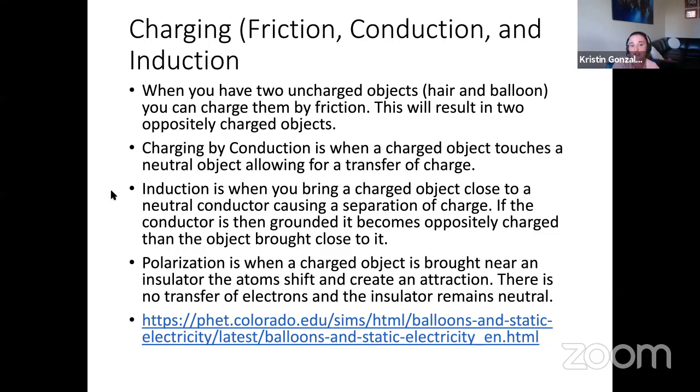Another one that we can do is charging by conduction. And so this is when you have an object that is charged, like my balloon now has a negative charge on it. If I touch it to another conductor that is neutral, then some of those electrons will jump onto that material, right? Those electrons don't want to be close together. They want to be spread apart. So if I can give it an outlet for those electrons to go, they will go.